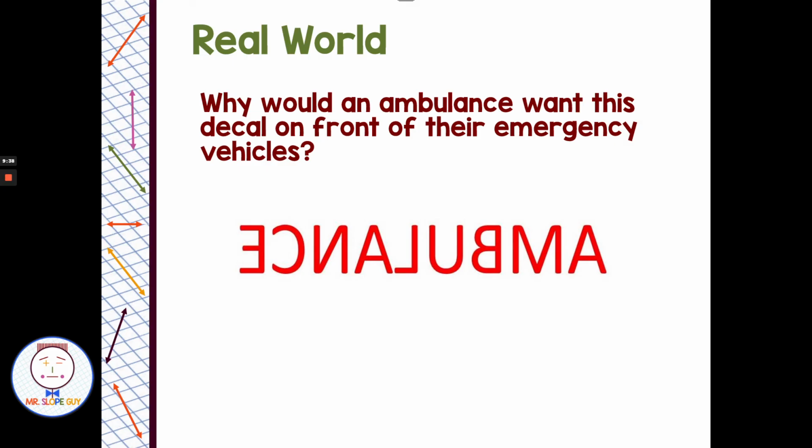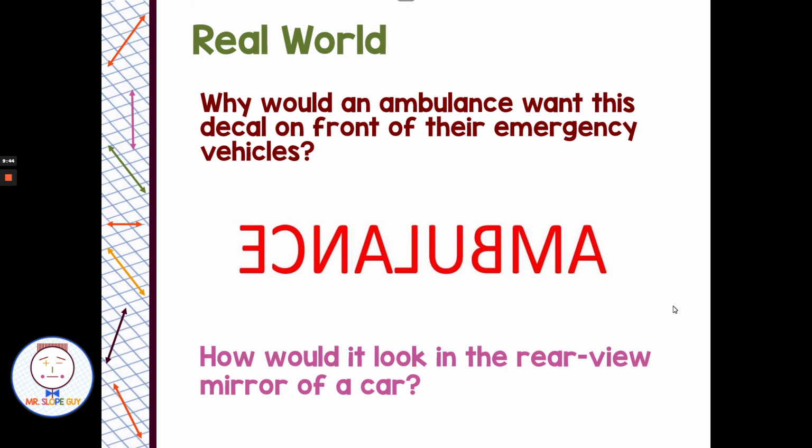Well, if you're driving down the road and you look up in a rearview mirror, it's actually going to read from left to right as saying ambulance. So it saves that split second of time for our mind to do the reflection and actually be able to see it like we normally do and read from left to right. That would be a great real-world example of a reflection. Hope that helps you guys. Have a great day.